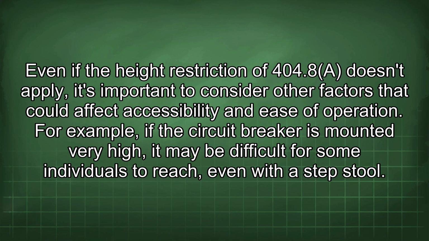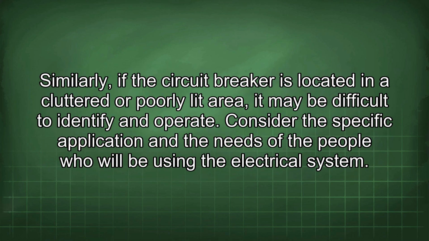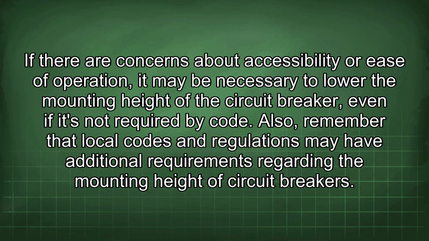Even if the height restriction of 404.80 doesn't apply, it's important to consider other factors that could affect accessibility and ease of operation. For example, if the circuit breaker is mounted very high, it may be difficult for some individuals to reach, even with a step stool. Similarly, if the circuit breaker is located in a cluttered or poorly lit area, it may be difficult to identify and operate. Consider the specific application and the needs of the people who will be using the electrical system. If there are concerns about accessibility or ease of operation, it may be necessary to lower the mounting height of the circuit breaker, even if it's not required by code.